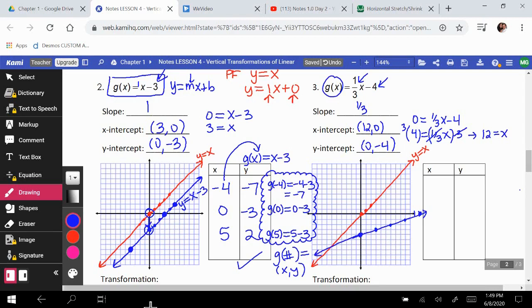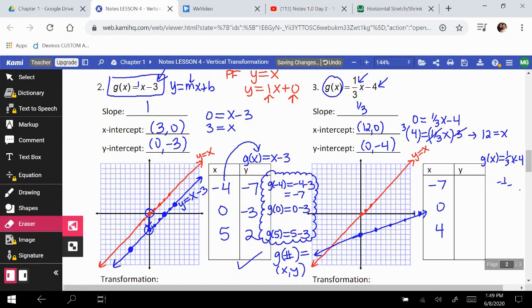All right, if you want to check your work, let's just pick some x values to plug in. Maybe we do -7, 0, and 4. Okay, and we're plugging it into what function? We're plugging it into g of x equals 1/3 x minus 4. Now, if I plug in -7, what is 1/3 times -7? -7/3. Yikes. I do not want to have to do that. I don't want to have to deal with fractions.